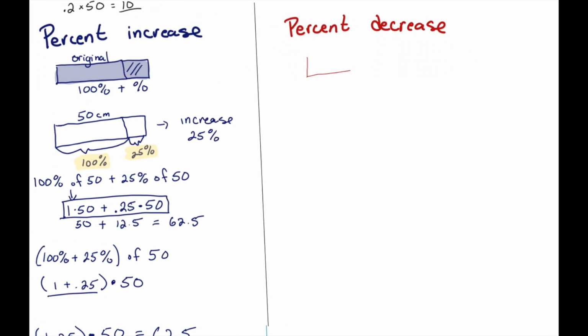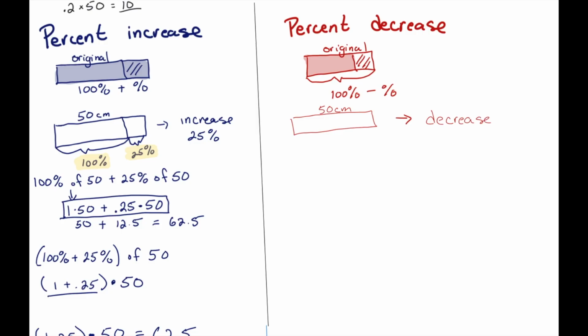All right, moving on to percent decrease. Same concept. I start off by looking at my original, which is 100%, but instead of adding on, I'm going to be subtracting this percentage here, and my answer is going to be this leftover from what I subtracted. So if I start off with a rectangle, and it's going to be 50 centimeters, and I want to decrease this by 25%. So here's my 100%, and I'm going to subtract off the 25%.